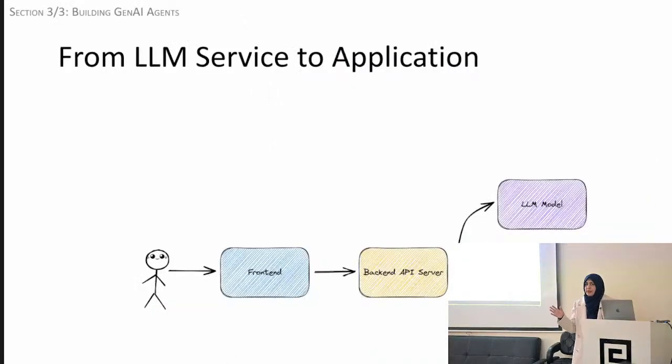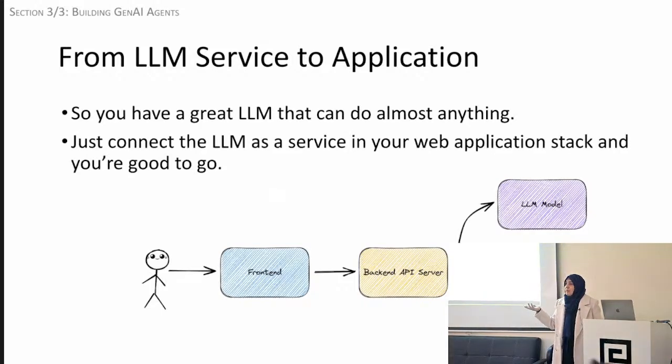Now first, before we go into that, we've seen how we develop an LLM service, right? How do you go from there to an application? That's very simple, right? You just deploy the LLM as a service in your web application stack, and then you're good to go. So that converts your LLM into an application, right? That's like probably ChatGPT. For ChatGPT, that would be enough, right?